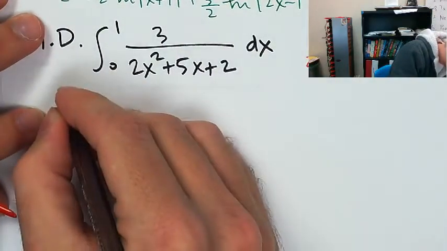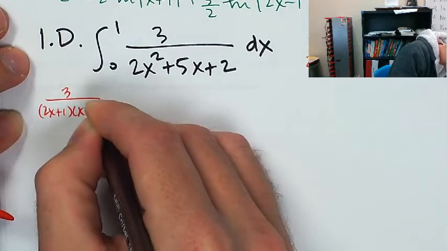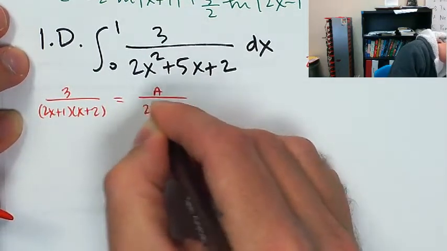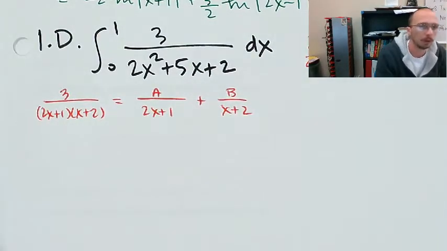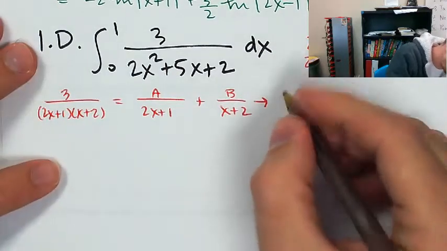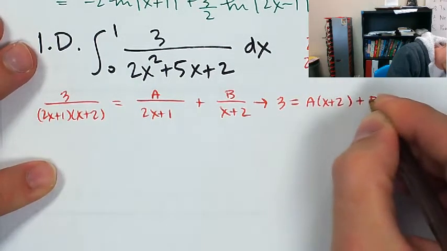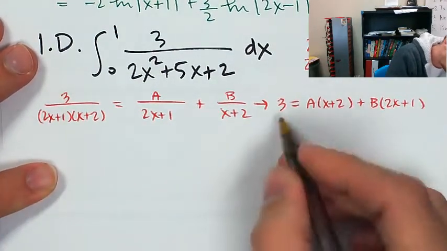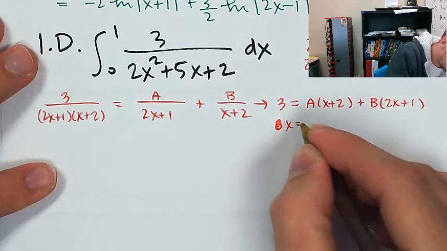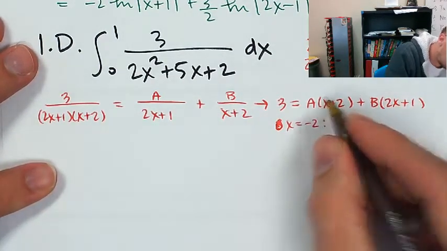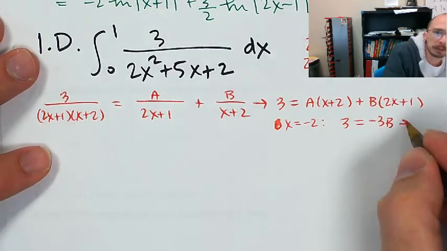So 3 over 2x plus 1 times x plus 2 is going to be some number over 2x plus 1 and some other number over x plus 2. Then I'm going to clear out the denominator, and I'm going to get 3 equaling a times x plus 2 plus b times 2x plus 1. And when I let x equal negative 2, I'll have 3 equals 0a, negative 4 plus 1 is negative 3b. That's promising.